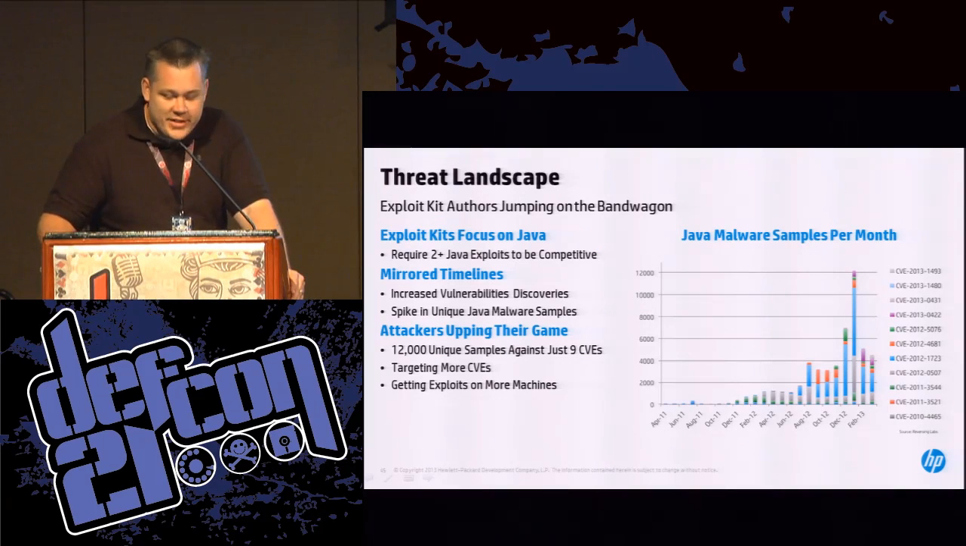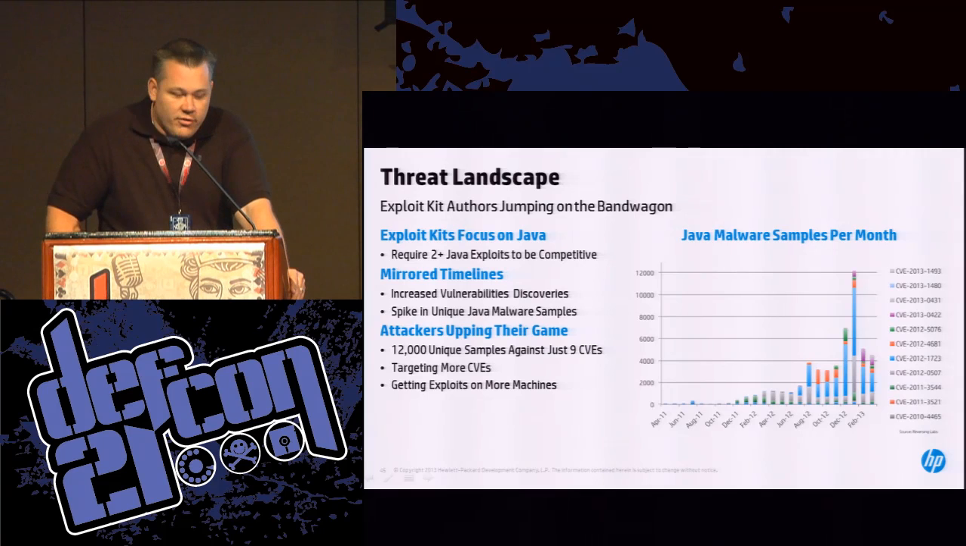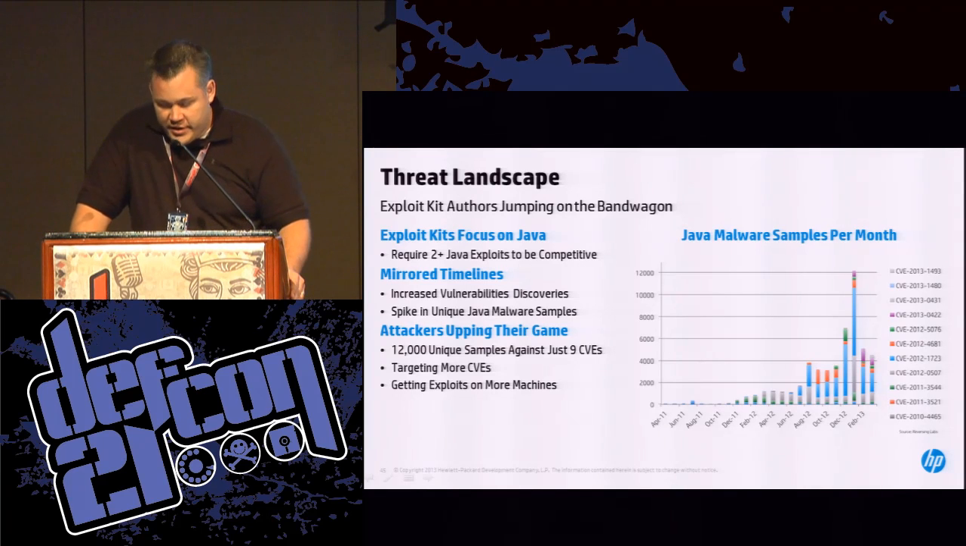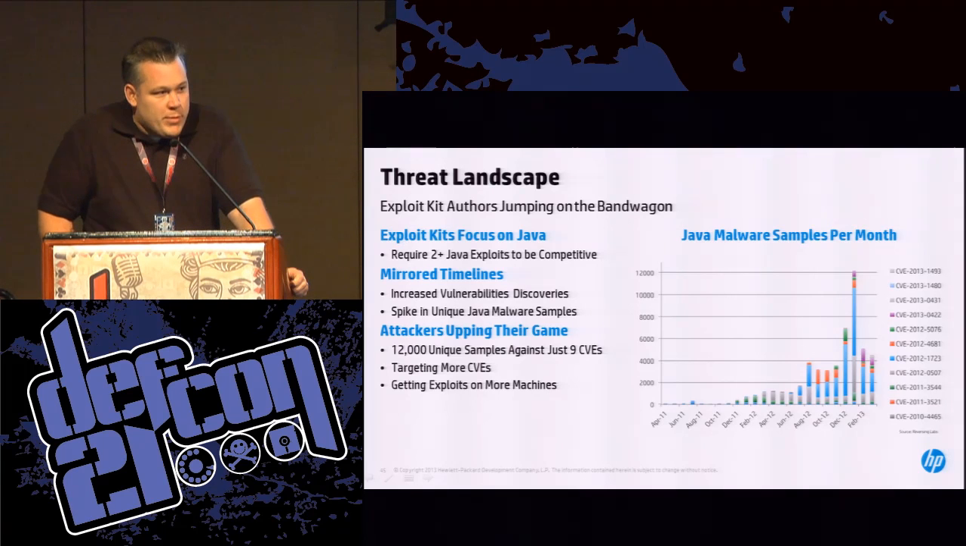Looking at the landscape itself, the exploit kit authors are really jumping on the bandwagon. You can see that in the chart. This chart is depicting the 52,000 malware samples that we had and which vulnerability types and CVEs they were leveraging. And you see a huge increase in December and January, the recent months. This actually mirrors the independent discoveries that were going on at the time, and so that's just an interesting data point that people are looking at Java.